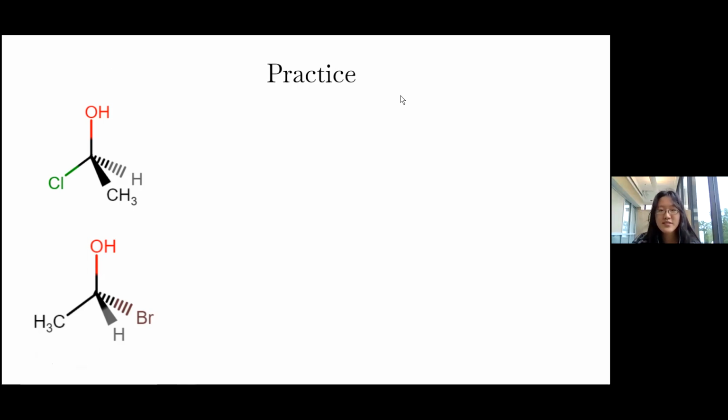Yeah, it's clockwise, so it's going to be R configuration. Oh, I gave the answer for that one. Okay. Anyway, this is going to be a trickier situation, where hydrogen is in the front.